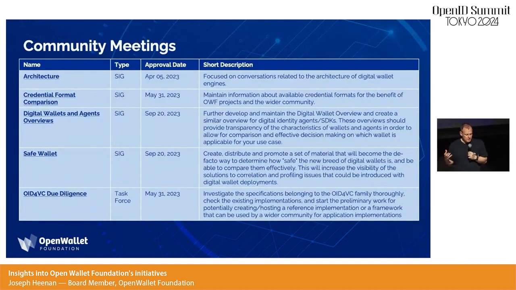So these are some of the community meetings that we have going on. There's one that discusses the architectures that wallets might want to implement and the pros and cons of different sides. There is the credential format comparison group that's produced this spreadsheet that shows the pros and cons of some of the different credential formats. There's the Safe Wallet group that is really looking at what wallets need to do to be privacy preserving, to be safe for users to use and for users to have high confidence in them.